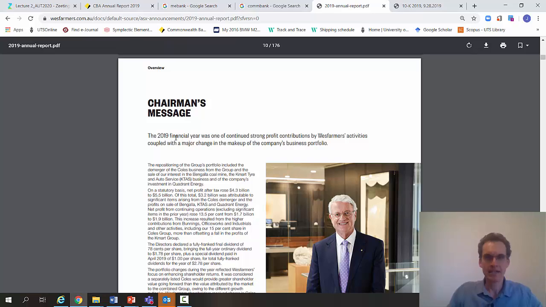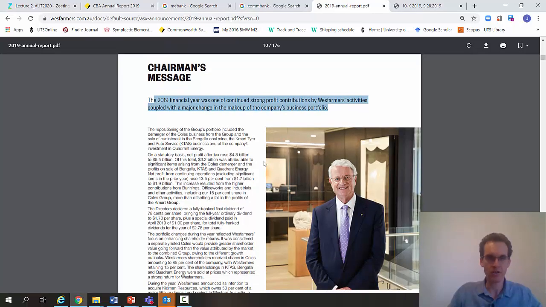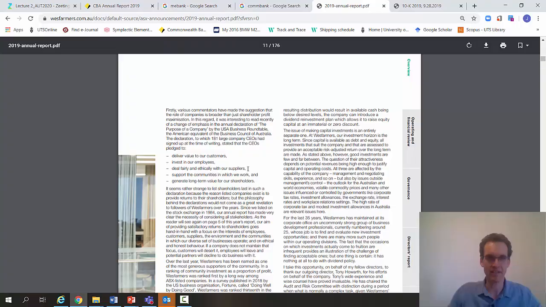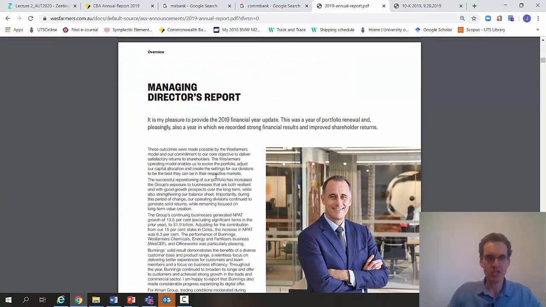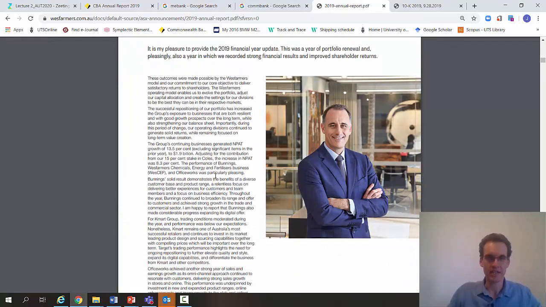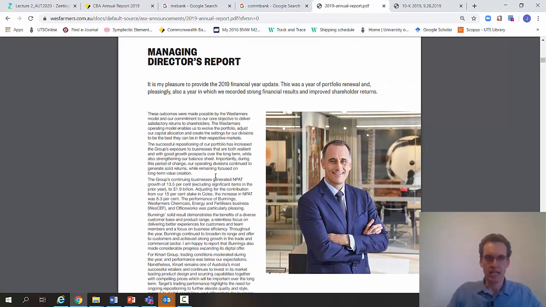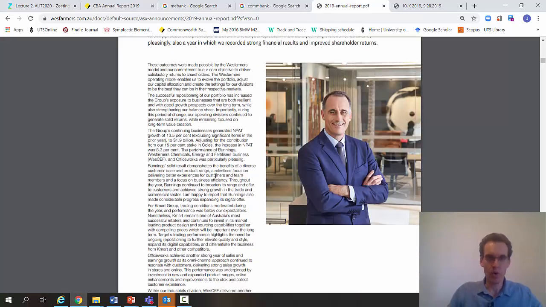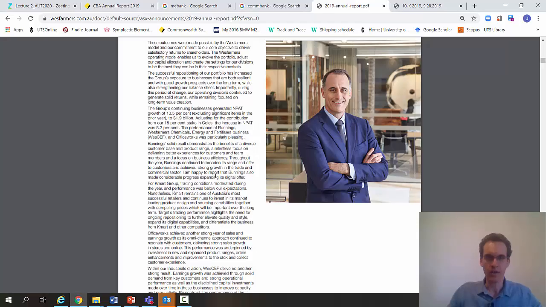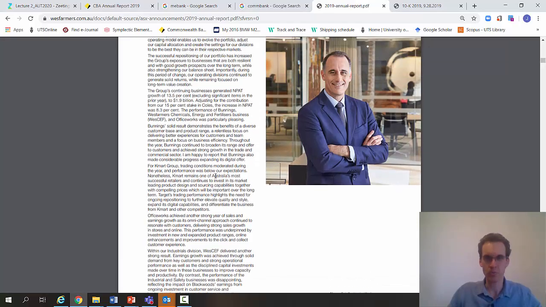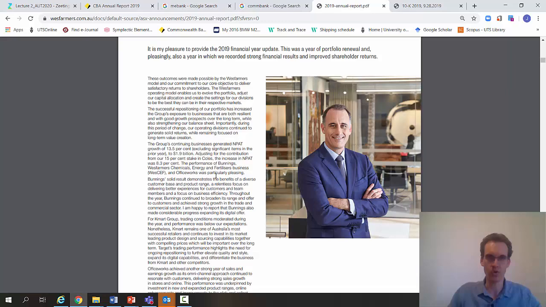The chairman's message here is that the 2019 financial year was one of the strongest profit contributions by Wesfarmers activities, coupled with a major change in the makeup of the company's business portfolio. So they divested a number of entities during the period. The managing director, who's obviously in charge of the organization, will say more about how he or she feels about the financial performance and position of the organization.